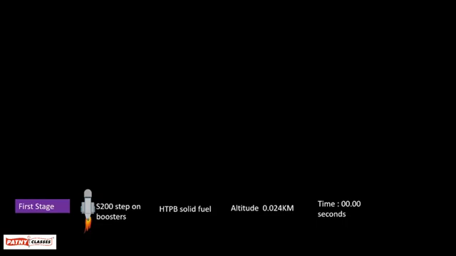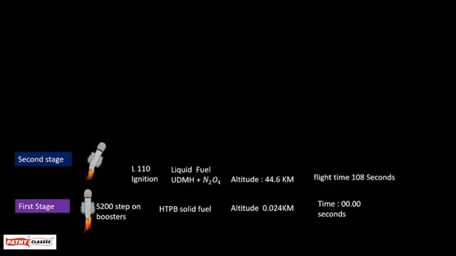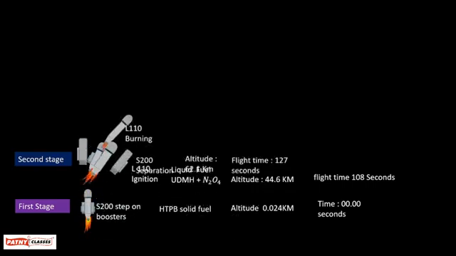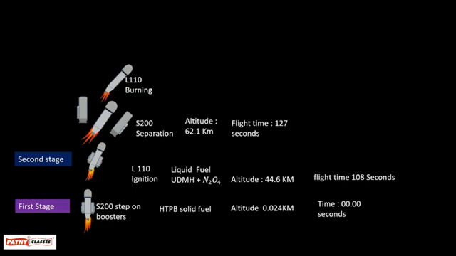Now, let us talk about sequence of flight stages. The first stage, S-200 strap-on boosters, HTPB solid fuel at altitude of 0.024 km, and the journey starts here, therefore time equals 0 seconds. And in the second stage, L110 ignition occurs at altitude 44.6 km and flight time 108 seconds. After that, S-200 separation at altitude of 62.1 km, flight time 127 seconds.